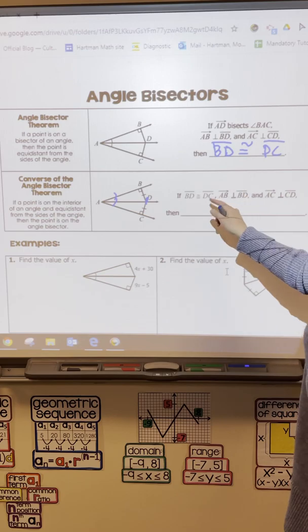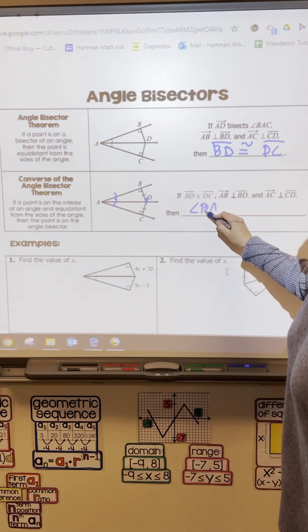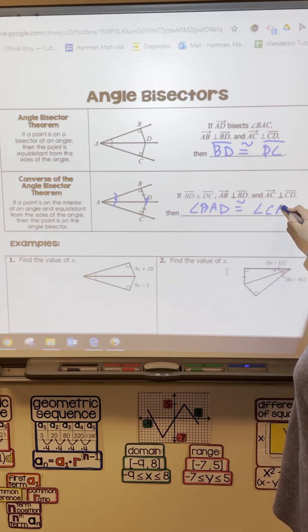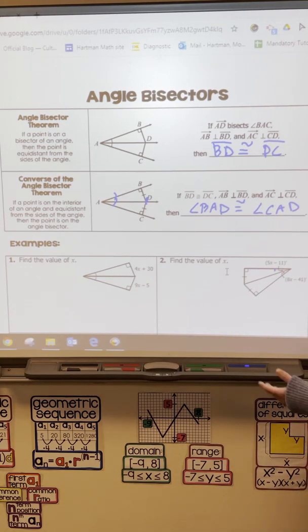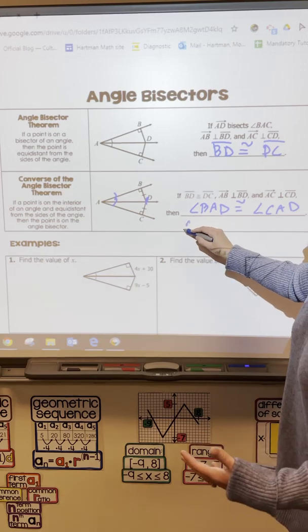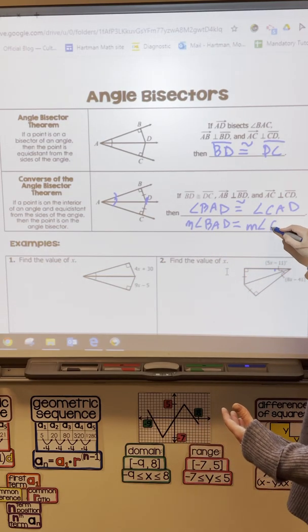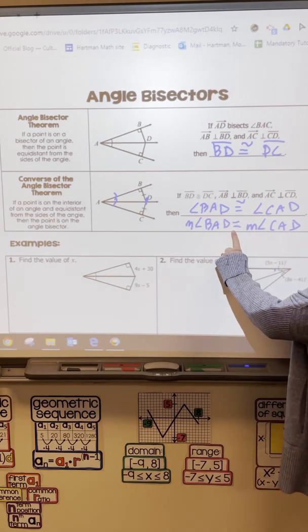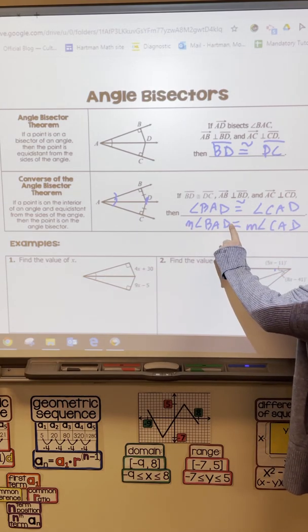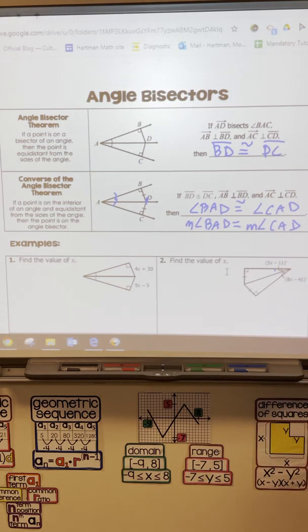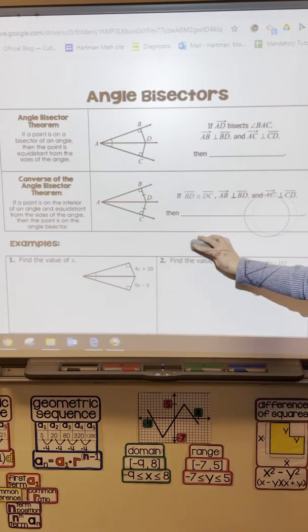So then I can say that angle BAD is going to be congruent to angle CAD. And that's what that means. I can also say the measure of angle BAD is equal to the measure of angle CAD. Remember, congruency versus equality. Measurement means equal, angles are congruent. So let's see what that looks like algebraically when we solve.